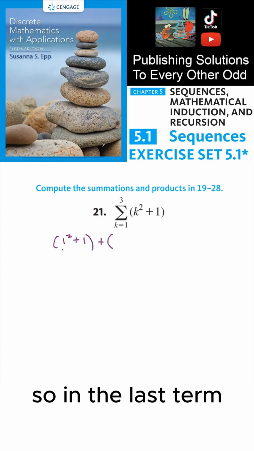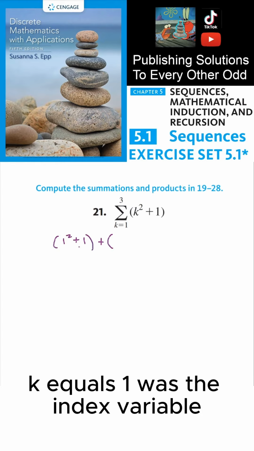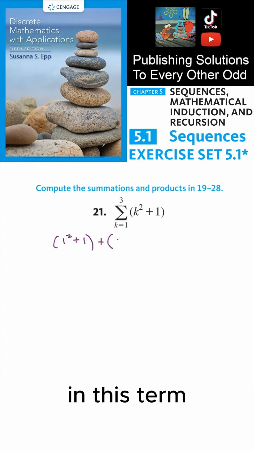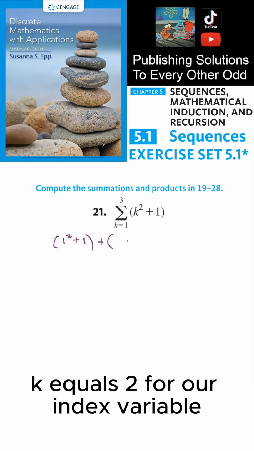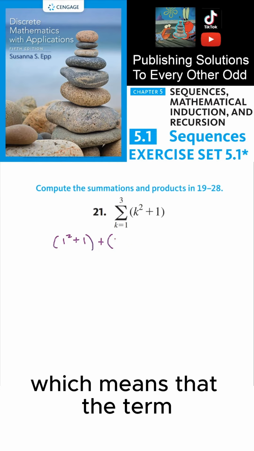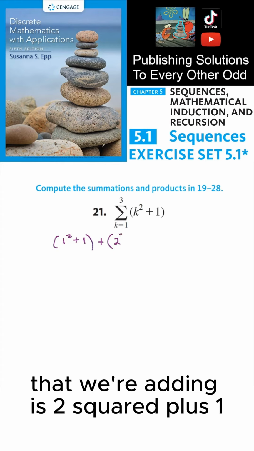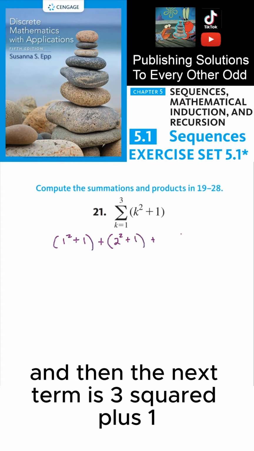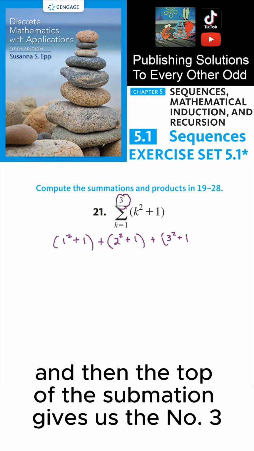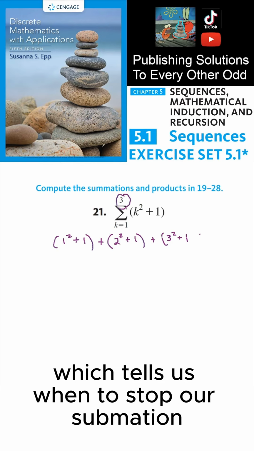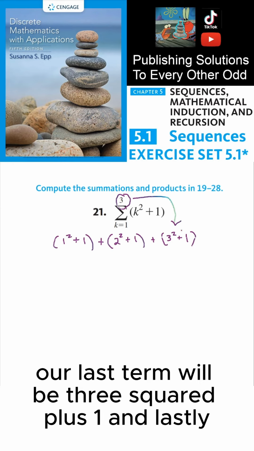So in the last term, k equals 1 was the index variable. In this term, k equals 2 for our index variable, which means that the term that we're adding is 2 squared plus 1. And then the next term is 3 squared plus 1. And then the top of this summation gives us the number 3, which tells us when to stop our summation. So our last term will be 3 squared plus 1.